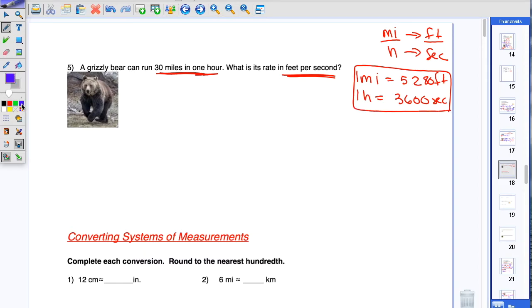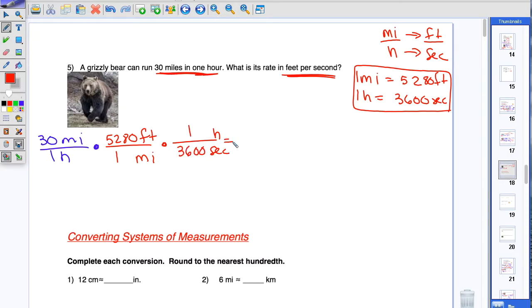So start with your original, 30 miles over 1 hour, times your first conversion factor. Make sure the units cancel out. So miles goes in the denominator, feet goes in the numerator. So 1 mile is 5,280 feet, times your second conversion factor. We want to go from hours, so see how they cross cancel. It's in the denominator, so put your hours in the numerator, seconds in the denominator, and 1 hour is 3,600 seconds.